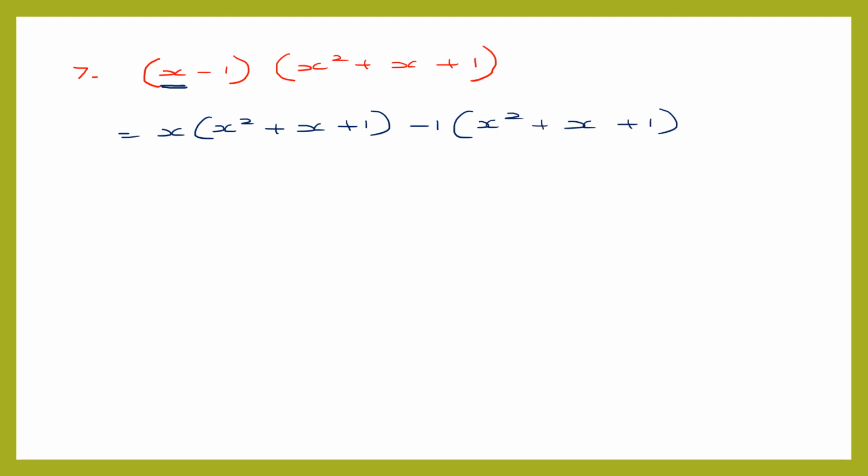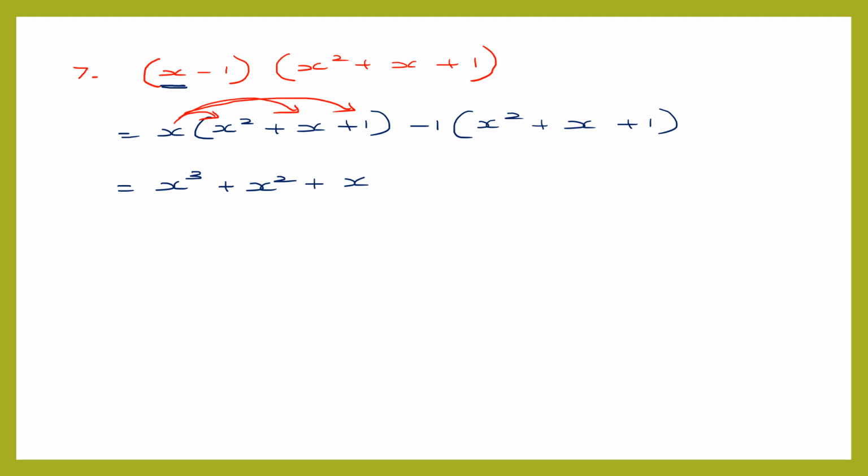Okay, now let's simplify it. We have to multiply x first with x square. So x into x square is x to the power of 3. Then we multiply x into plus x. So that becomes plus x square. Then multiply this into 1. So x into 1 is x. So plus x.